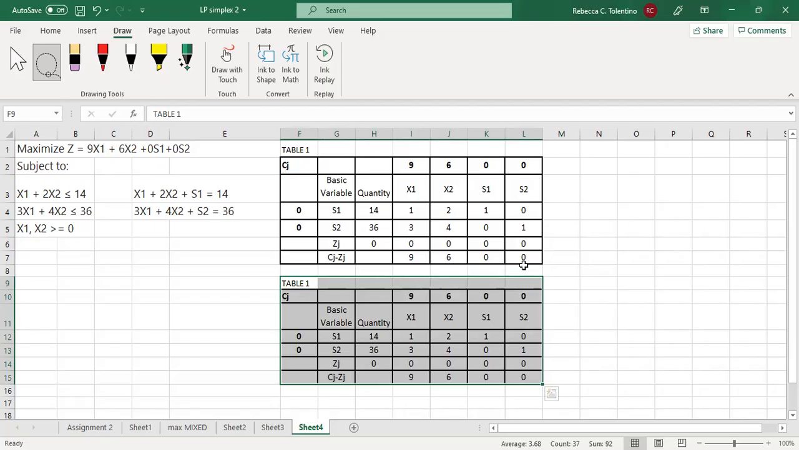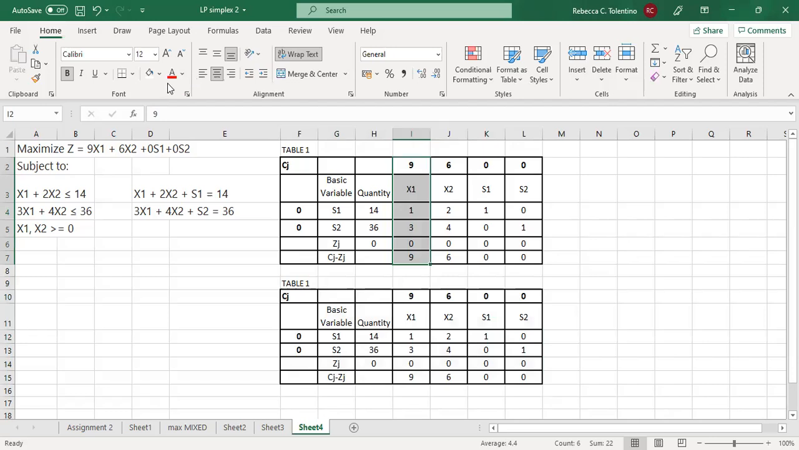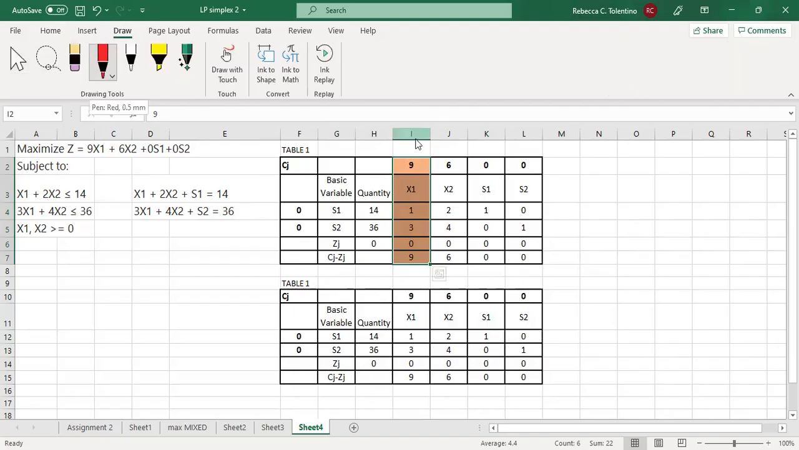So the next step would be to choose the entering variable. The entering variable is the variable with the highest entry in the last row. Among the entries in the last row, ang highest positive natin is 9. So we choose the column for x1 to be our entering variable. That means, guys, this is our pivot column. And x1 is our entering variable.